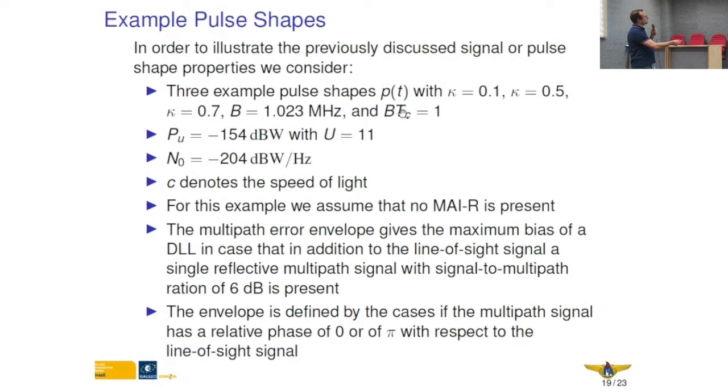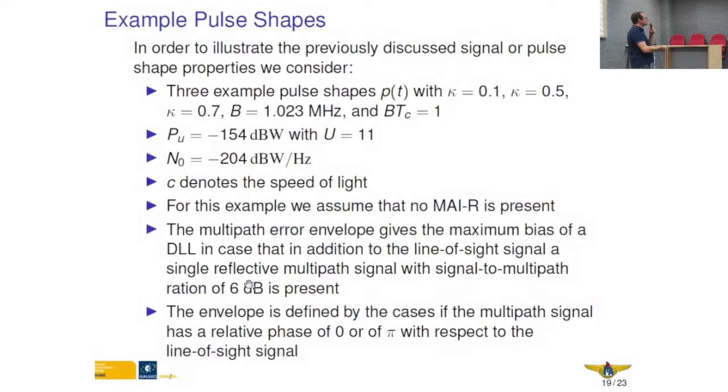Time bandwidth product of BT_C equals 1, which means that the chip duration is 1 over 1.023 megahertz. The power of the users that we consider for the intra-system interference is minus 154 dBW for 11 users. The noise power is minus 204 dBW per hertz. In the following, c is the speed of light. For the following examples, we assume that there's no other system interfering with us at the moment. So we are alone in the band.